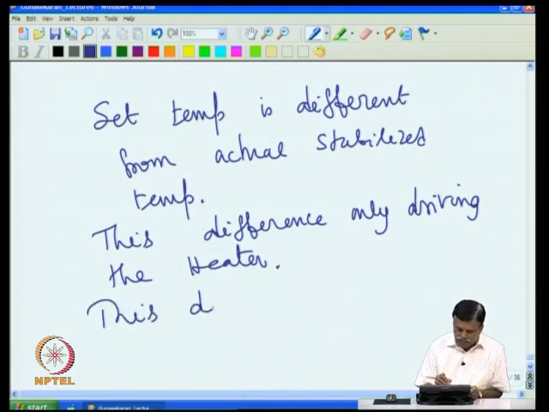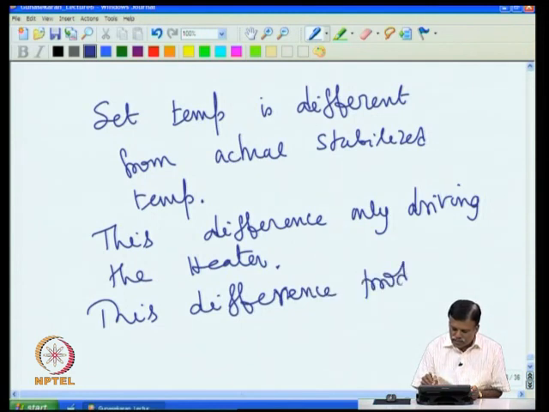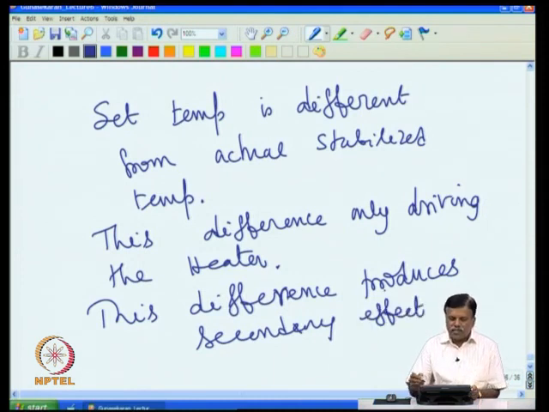This difference produces a secondary effect. What is the secondary effect? And this is a very serious issue. Because of this only we got the PID temperature controller and so on. The proportional controller is much better than the on-off controller, because in the on-off controller the heater voltage is switched on or off, whereas in the proportional controller the heater is neither fully on nor fully off, it is in the linear range.